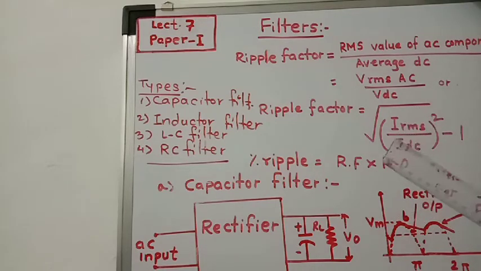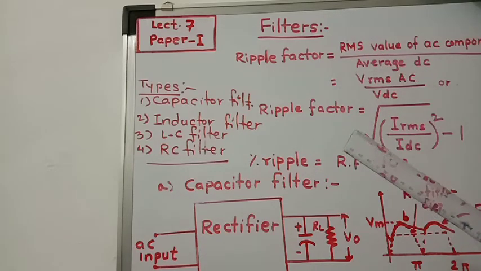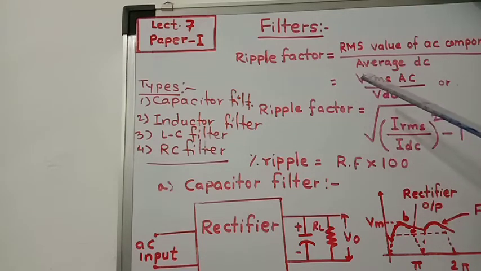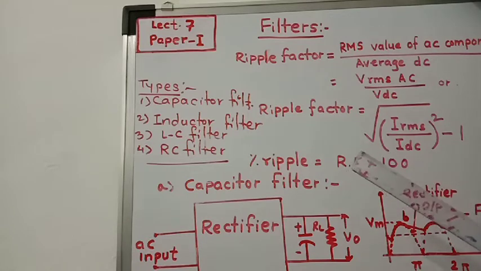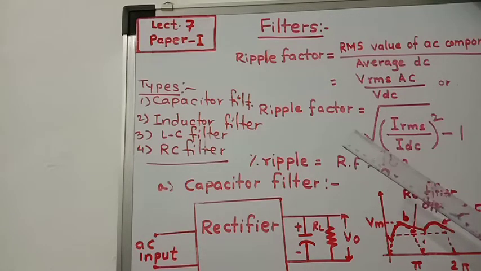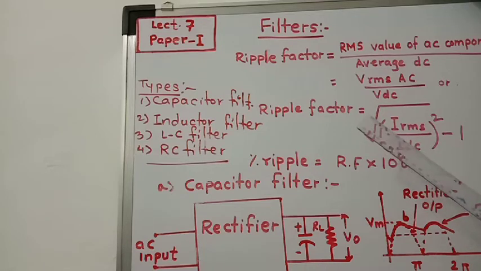The ripple factor in a half wave rectifier circuit is 1.21, and for a full wave rectifier circuit the ripple factor is 0.48. If the ripple factor is low, then the power supply is very good. So a lower ripple factor is desired. Percentage ripple is equal to ripple factor into 100.